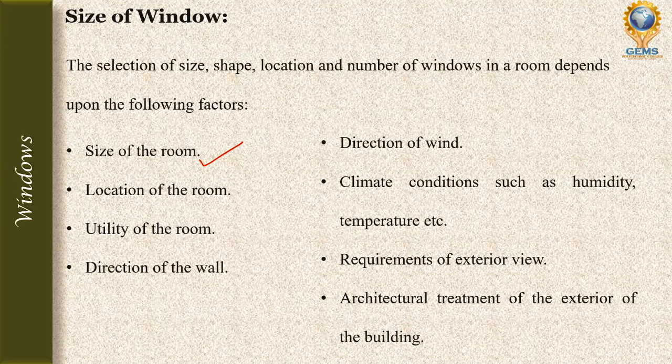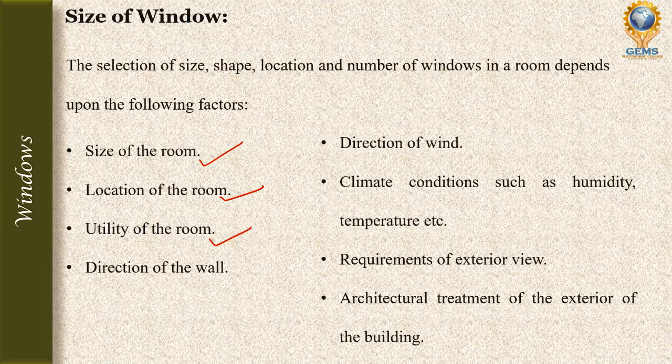Second is the location of the room. So where the room is located in your building, in your home, will play an important role. Third one is the utility of the room. What purpose are you going to use that room for? Whether it is a storage area or a living area. So the utility of the room will decide the size and shape of the window.